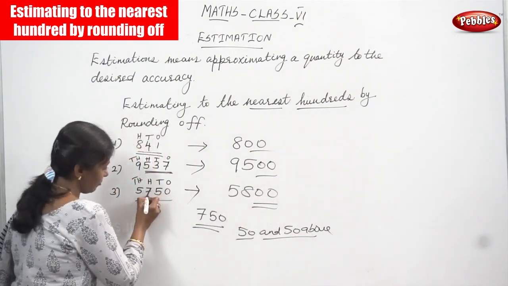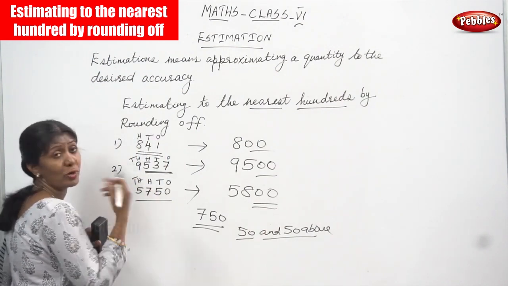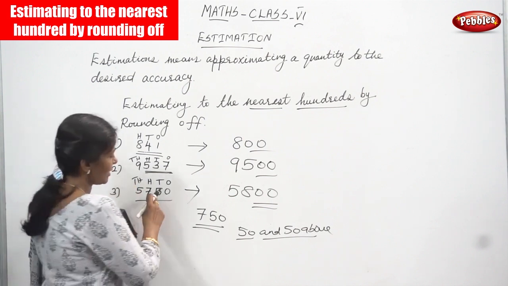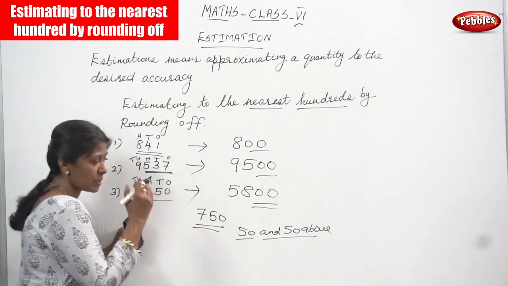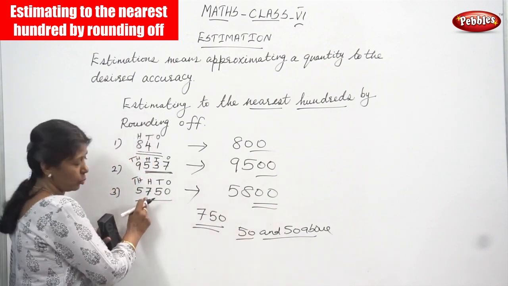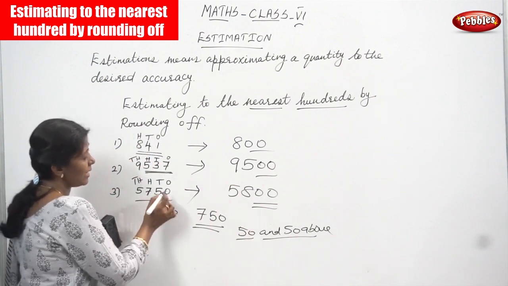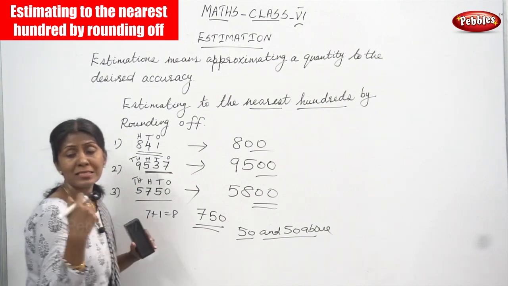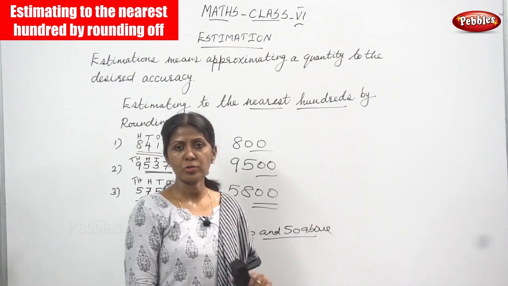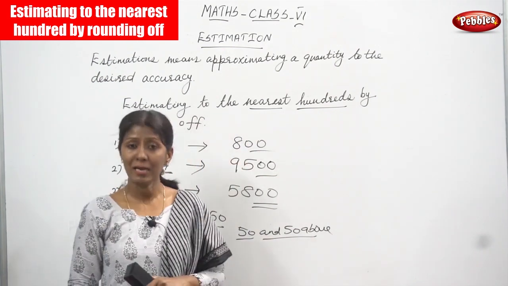This is 750. At the same time, you have to change to the nearest 100. Even though you want to change to the nearest 100, you have to consider the tens and ones. What is the number in tens and ones? 50. So 50 and above means in the 100 place you have to add 1. So 7 plus 1 becomes 8. After that, in the tens and ones place, you have to put zeros, that means double 0. So the answer is 5800. I think you understand estimating to the nearest 100 by rounding off very clearly.